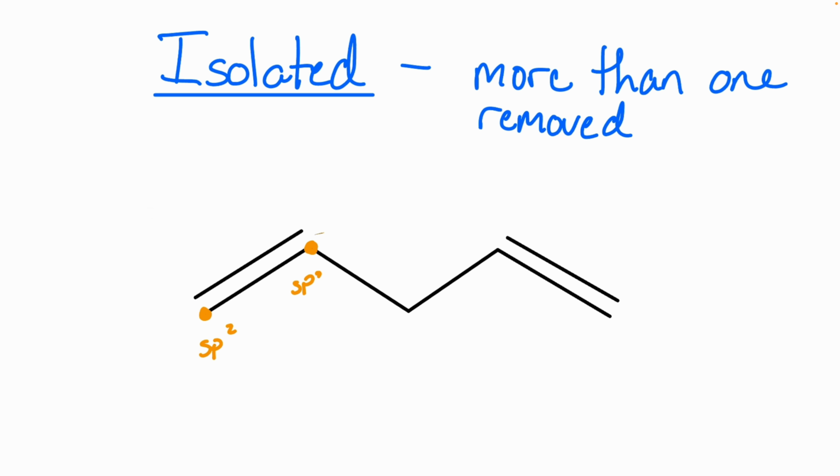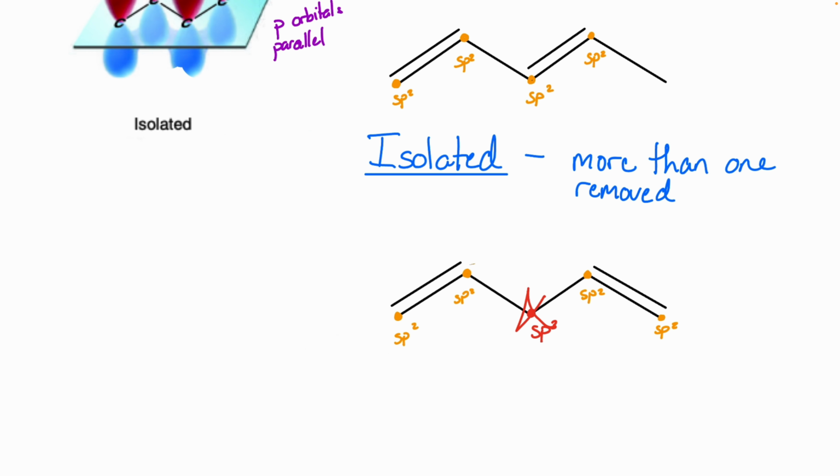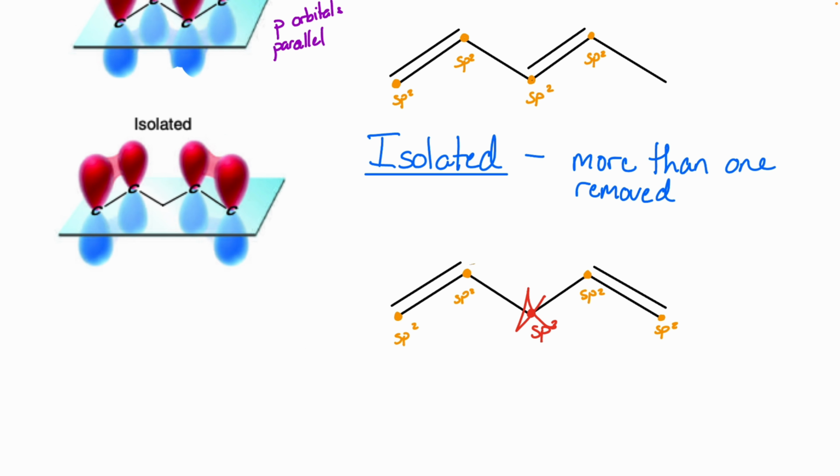sp2. And these are both what hybridization? sp2. But what do we got in the middle here? An sp3. And this sp3 does not have any peanut-shaped orbital. It basically messes up the communication between those two double bonds. So now we have these two pi bonds, these overlapping p orbitals, but they're no longer able to talk to one another, right? They can't spread themselves out between both positions.